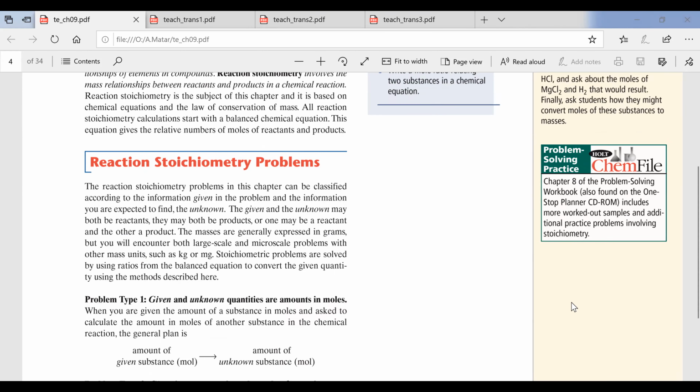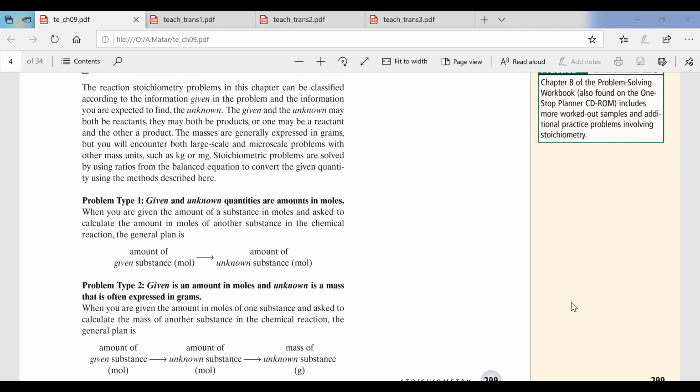Regarding this, we're going to have different types of problems in reaction stoichiometry. The first kind of problem could give you the amount of a substance in moles. This substance could be a reactant or a product, and it asks you to find the amount of another substance, which could be another reactant or a product also. So it gives you the amount in moles and asks you to get the amount of the other substance also in moles. That's actually the simplest kind. So let's see, guys, to understand.